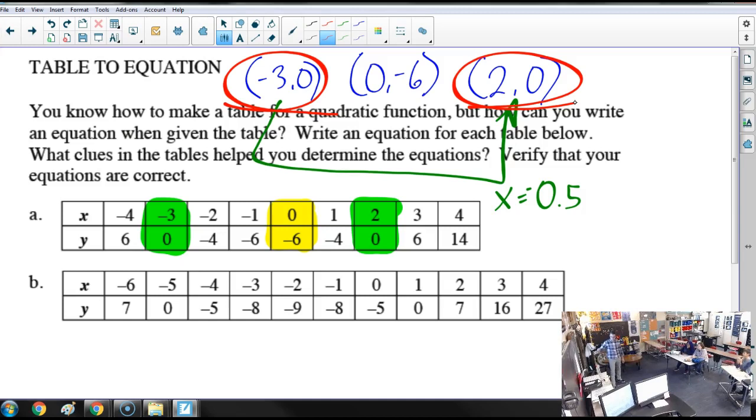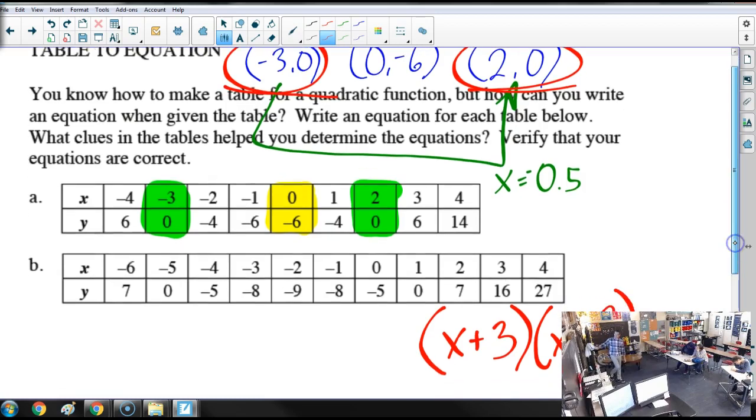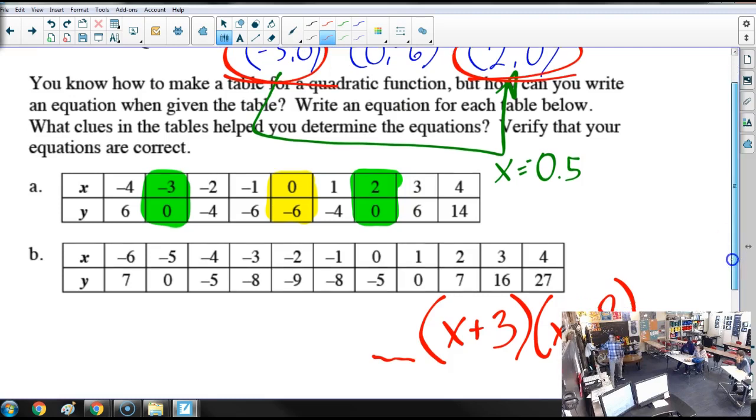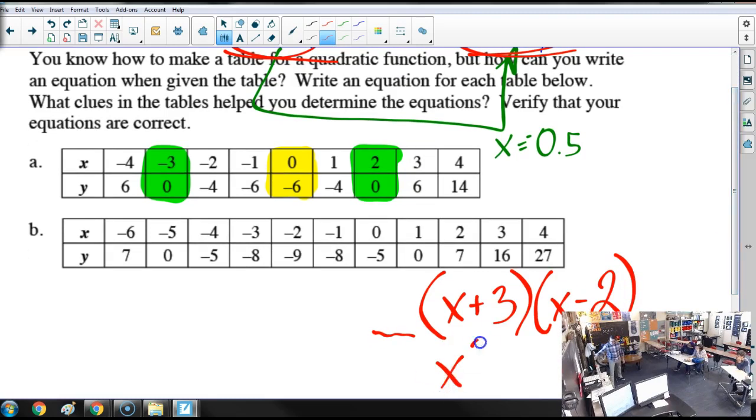So please on your paper, ignore that table for a moment. We're going to write x plus 3 and x minus 2. Now we're not sure that this is the actual right equation, but we know that this is part of it. There might be a multiplier out here. We'll figure that out in a minute. So this derives x squared plus x minus 6, if we FOIL it. Make sure that you can get the same result as me. Don't just say, oh yeah, okay.